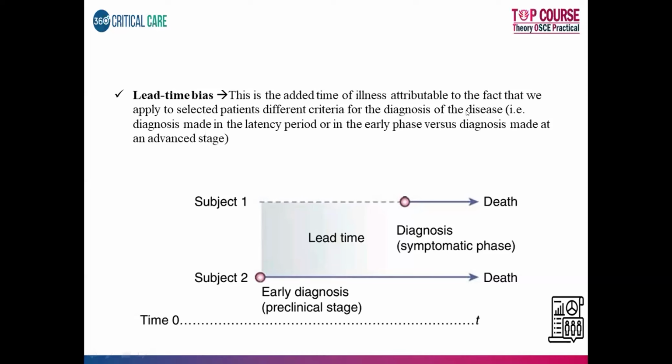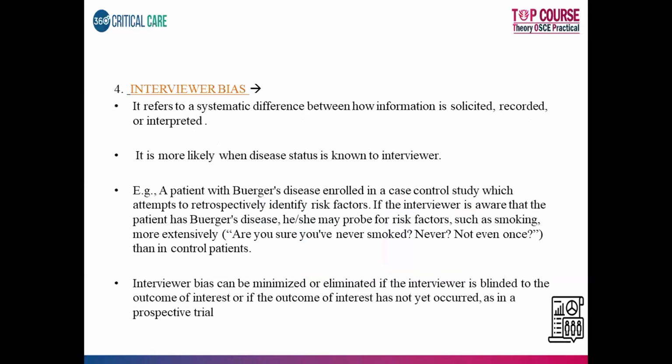Similarly, in the second subject who is showing some symptoms, if you test that patient during the symptomatic phase, then you would have a positive result. That is known as lead time bias. Basically, you're diagnosing in the latent period or in the early phases of the disease, versus a diagnosis which is made in the advanced stage. That is known as lead time bias.